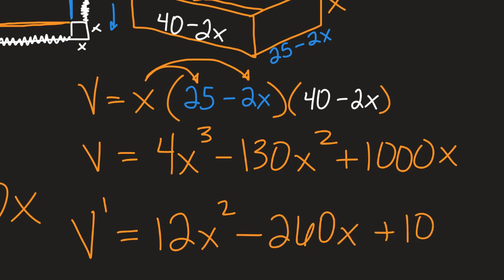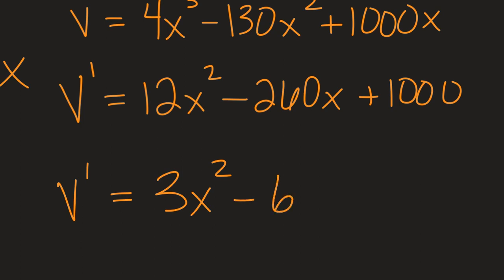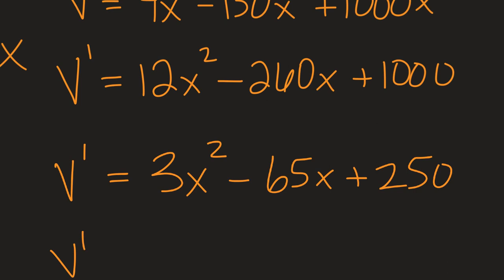So I am taking the derivative of each of these terms. So 4x cubed, the derivative is 4 times 3, 12, x squared. You multiply 130 times 2 and get 260x plus 1,000. Now this is something that can probably be simplified a little bit by dividing everything by the same number, probably not 12, but 4 would work. 3x squared minus 65x plus 250. Okay, and believe it or not, this is a factorable quadratic.